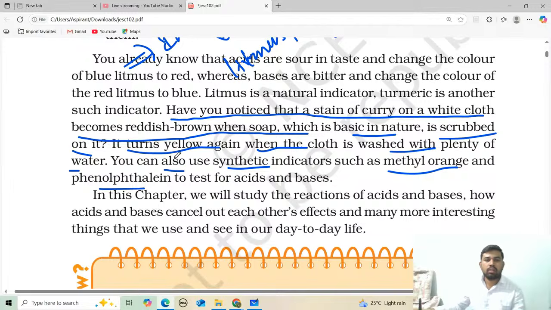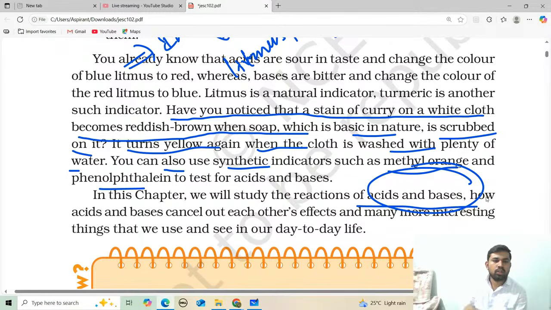So in this chapter, we will study the reaction of acids and bases, and how these acids and bases are cancelled out. Again, we are talking about neutralization reactions, which affect many more interesting things we use and see in our daily life. Okay. Then after this.